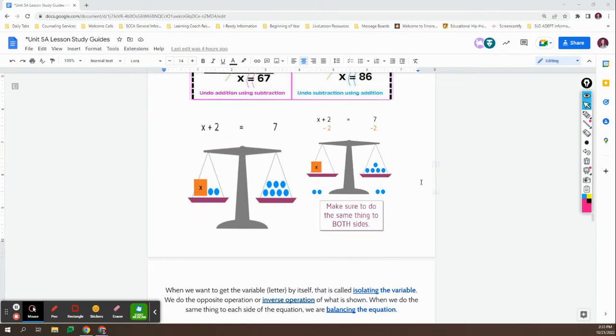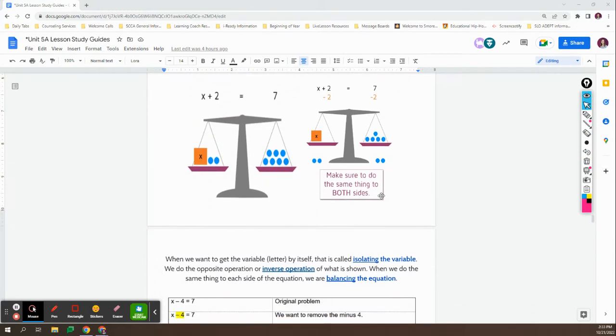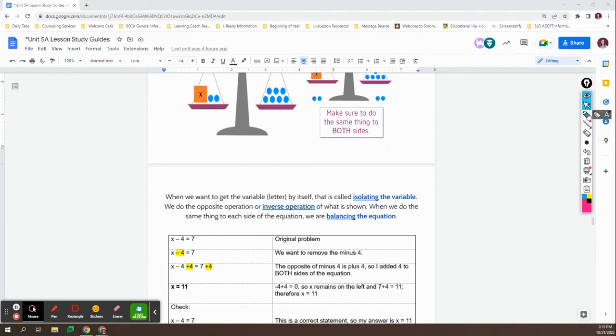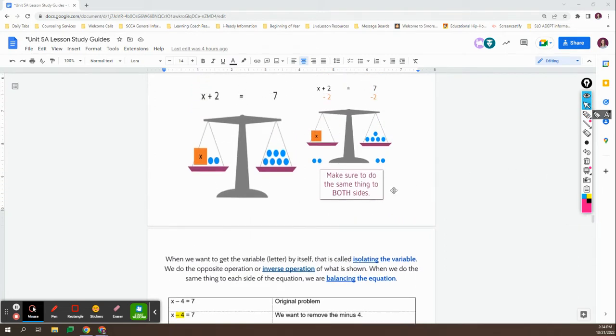So when we want to get the variable, which is the letter like x by itself, that's called isolating the variable. So getting it all alone and all isolated is what you want to do to solve equations. So we do the opposite operation or the inverse operation of what is shown. So if we have addition, we would do subtraction. If we have subtraction, we would do addition. And then when we do the same thing to each side of the equation, we're balancing the equation, just like this example with the scale.